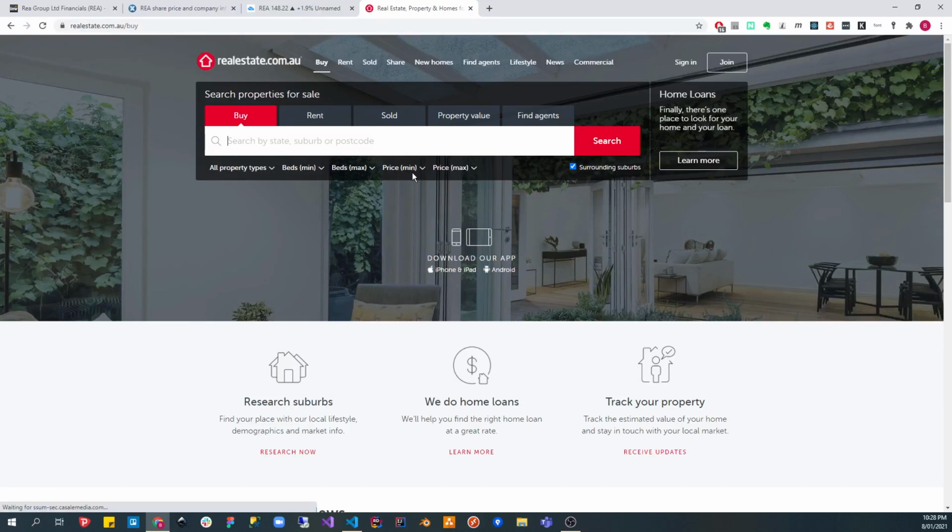If you ever buy or sell houses in Australia through an agent, and you probably have to go through an agent, they always have a package where they advertise on realestate.com.au. Its competitor is domain.com.au, so that's another one.